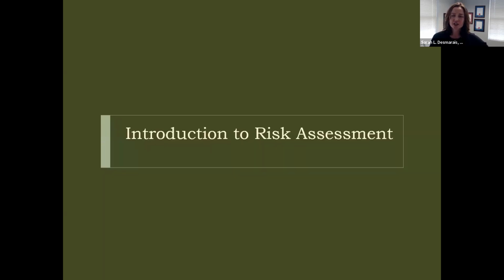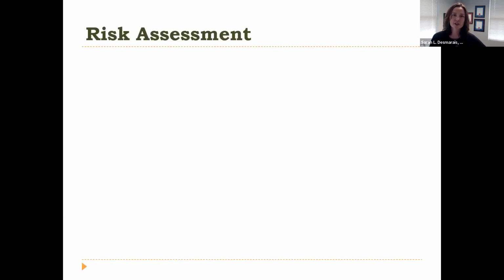So by way of introductions, one of the first things that I like to do is just give a working definition, because honestly, risk assessment is talked about all the time, and we are very rarely talking about the same things. So I'm going to operationalize for us today just what I think of and talk about when I'm talking about risk assessment.